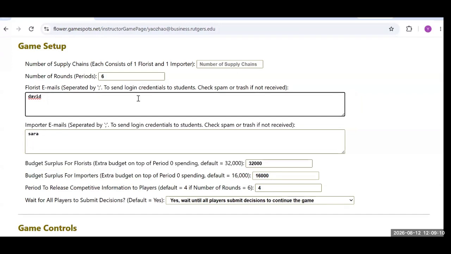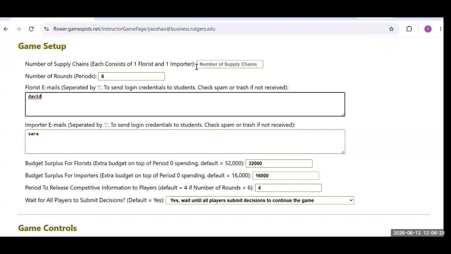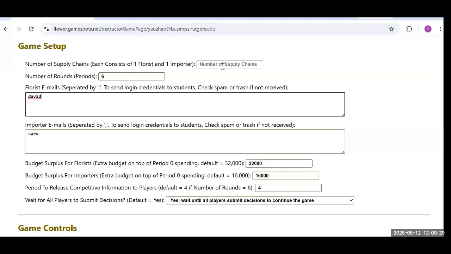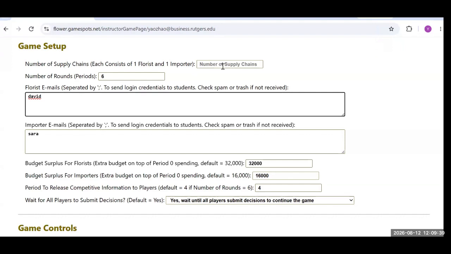What is the number of supply chains? It would be the number of players in any of them, or the total. For example, if you have 10 people, putting them into groups of 5, it would be 10 supply chains. No, it'll be 5. How about if it's 9, so 5, 1 group, 4 other groups? Now you've got a problem. So you need an even number of students.